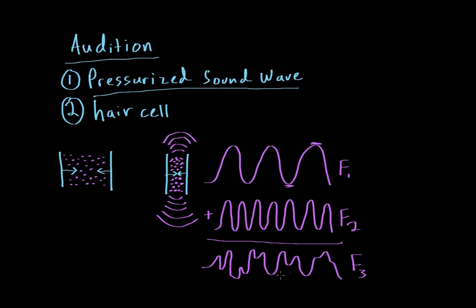Now, your ear has a very difficult task because it has to break this frequency F3 down into the two simpler frequencies F1 and F2. And your ear is actually able to do that because the sound waves travel different lengths along the cochlea. So now that we've talked about what a pressurized sound wave is, let's look at the hair cells and, in general, the anatomy of the ear.